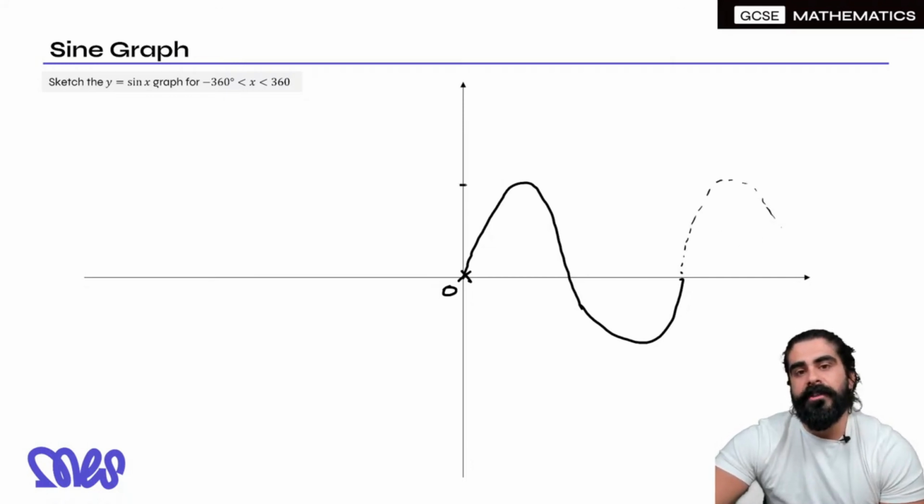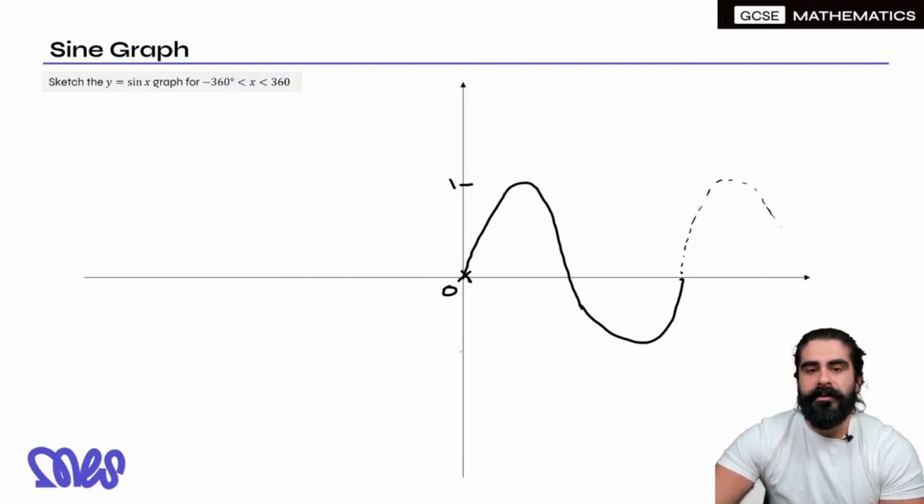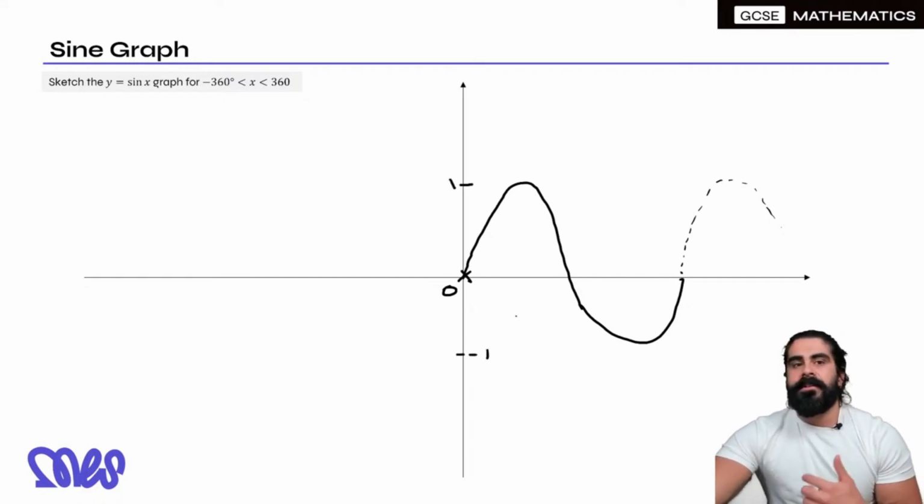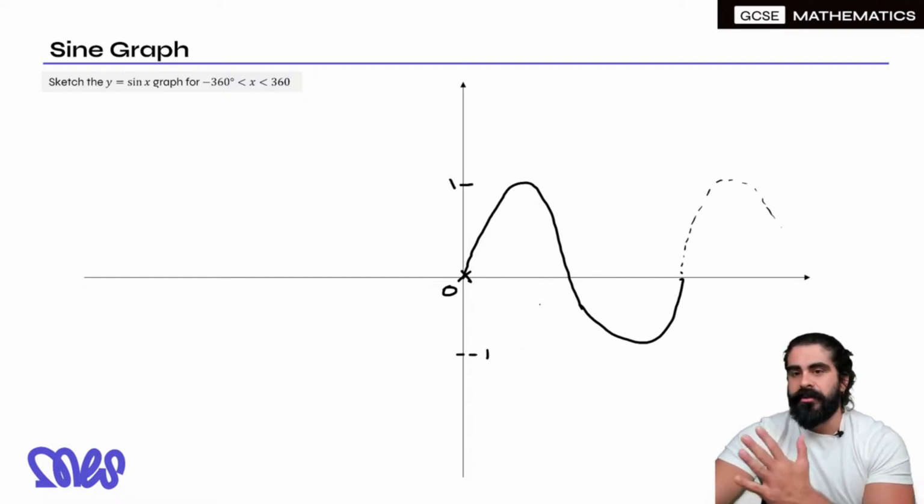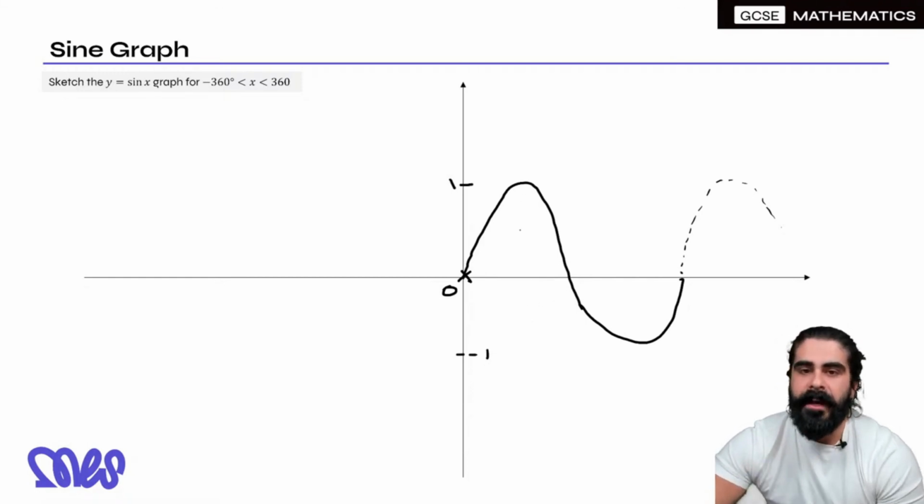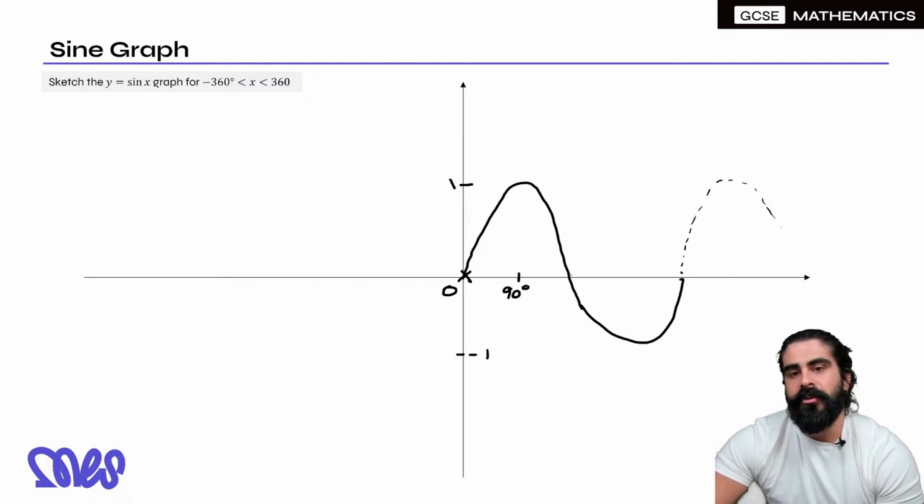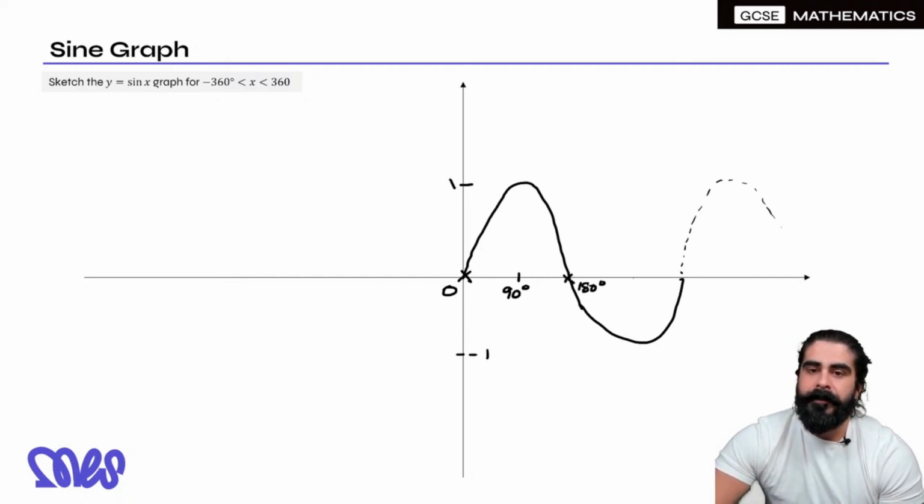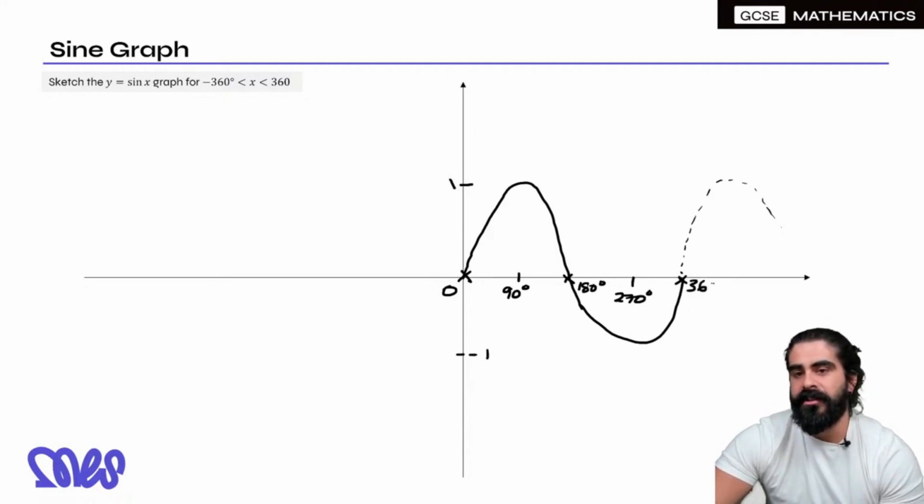The sine graph goes up to 1 and down to -1. But sine graphs have angles on the x-axis. The 1 is at 90 degrees. It crosses the x-axis again at 180 degrees. The lowest point is at 270 degrees. And then it crosses the x-axis again at 360 degrees.